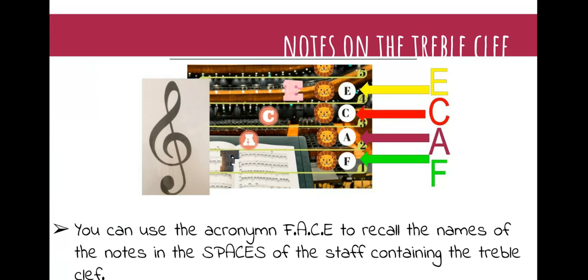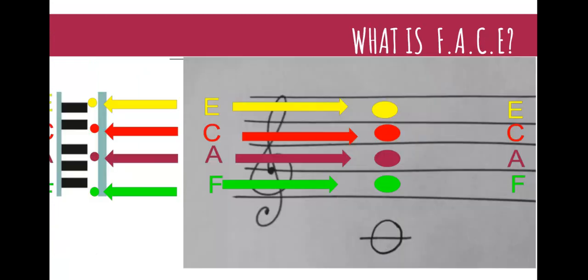And we use the acronym called FACE, F-A-C-E, which just simply spells face. And if you can just think of face, then you'll remember the names of the letter notes in the spaces in the treble clef. So any note in the first space is going to be an F. And any note on the second space is going to be an A. A note on the third space will be a C, and a note on the top space, the fourth space, will be an E.